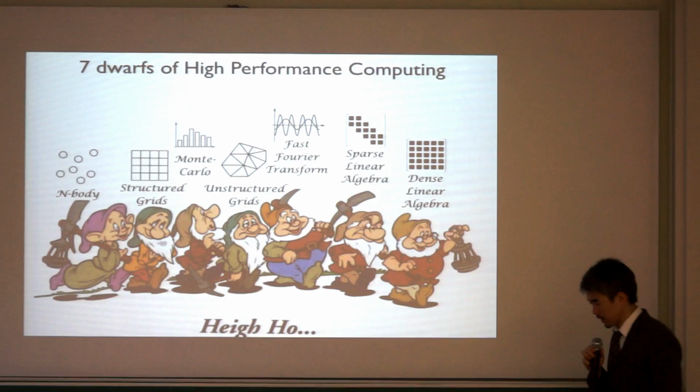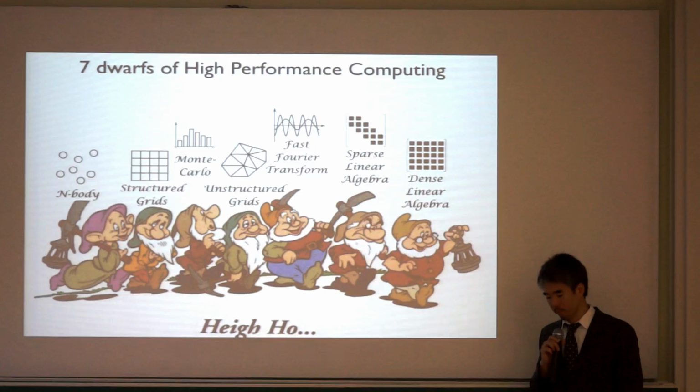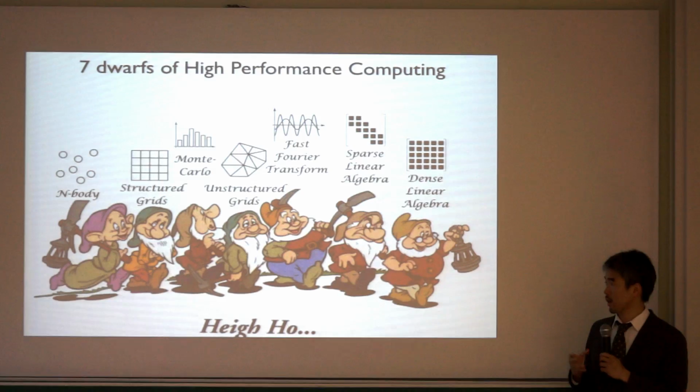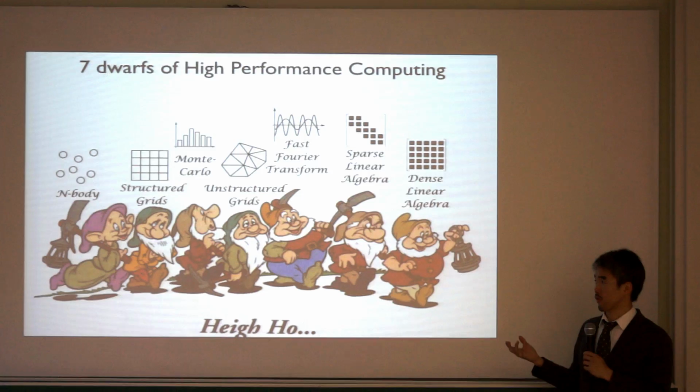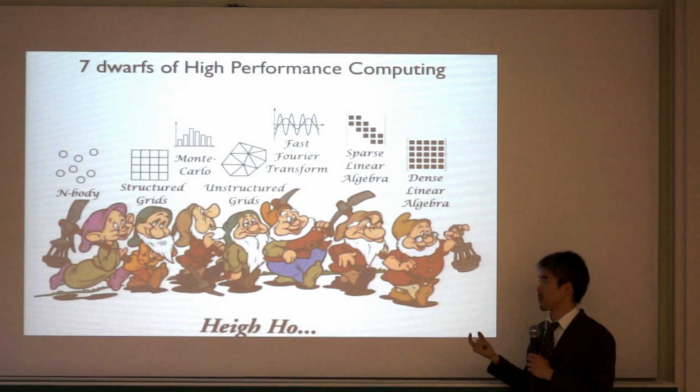First of all, there are many different algorithms. The fast multipole method is just one particular algorithm that does a certain type of calculation. But high-performance computing in general, or scientific computing in general, has many different types of algorithms, and each application has its own structure. But you can actually classify these into a few groups.